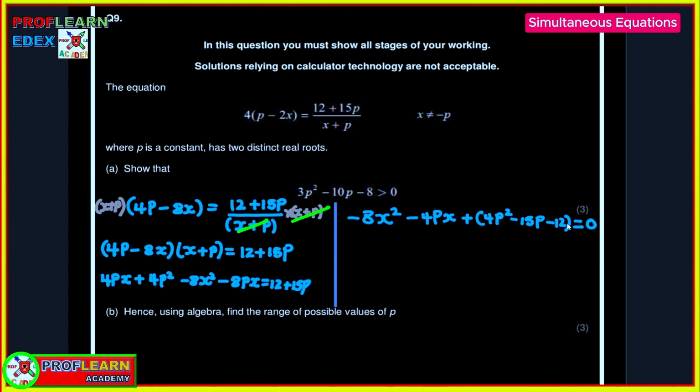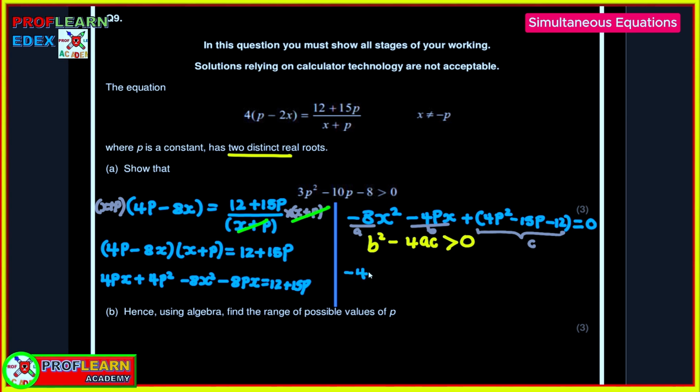So we have a quadratic equation, and I want you to look at this keenly. Don't get confused. Our quadratic equation has the variable x, but p is a constant. So we're going to have the value of a being -8, the value of b being -4p, and the value of c being the entire bracket that we have there. So the discriminant must be greater than 0, because we were told that it has two distinct roots.